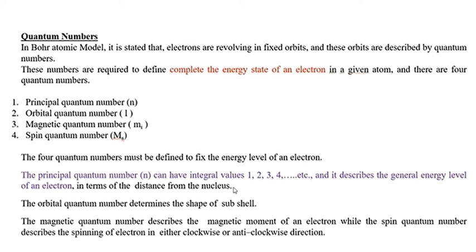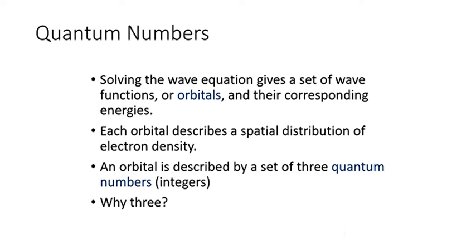The orbital quantum number determines the shape of the subshell. Then the magnetic quantum number describes the magnetic moment of an electron, while the spin quantum number describes the spinning of the electron, either clockwise or anti-clockwise. So this is just a summary.